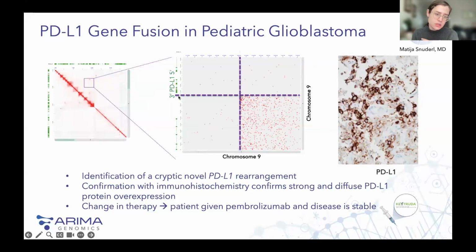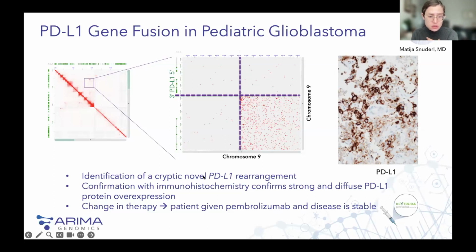And in this case, you can see these lines indicate our breakpoints. So you can appreciate that one of the breakpoints is very close to PDL1, but it's not in the gene. That's why it was missed by other methods. And the other end of the breakpoint is in a non-coding region. So there's no way an RNA-based approach could have identified that.